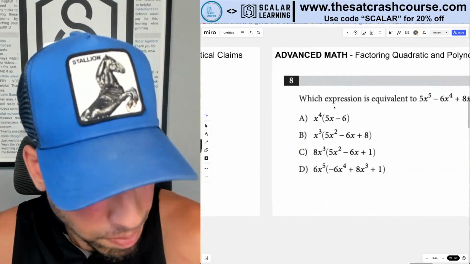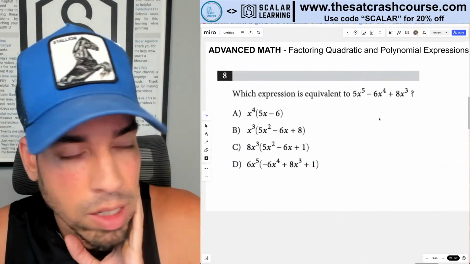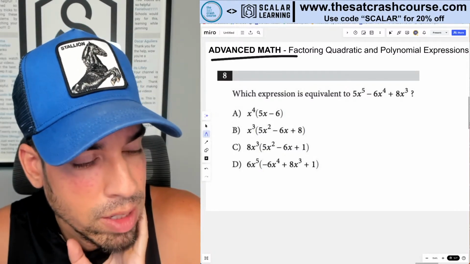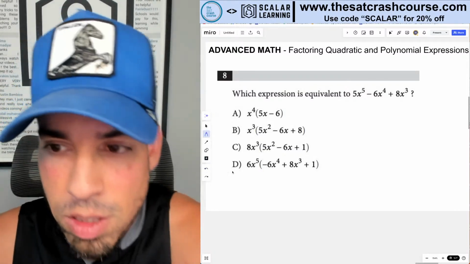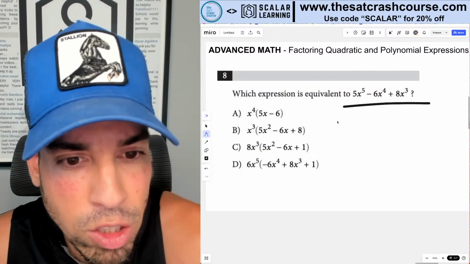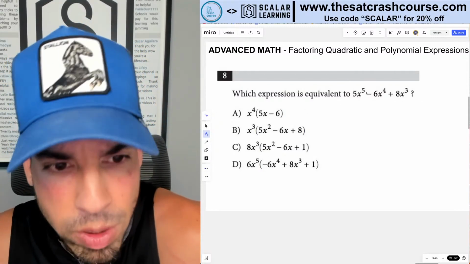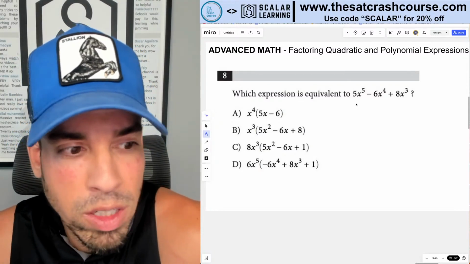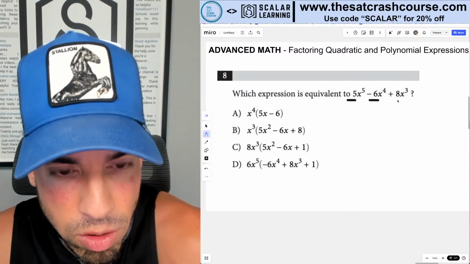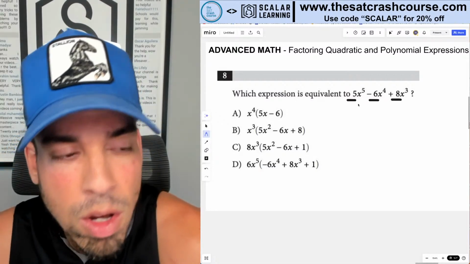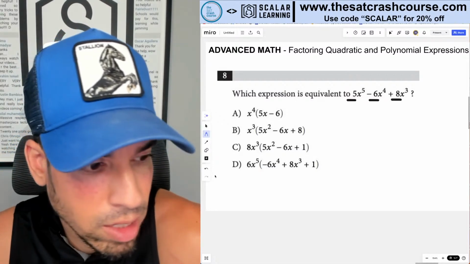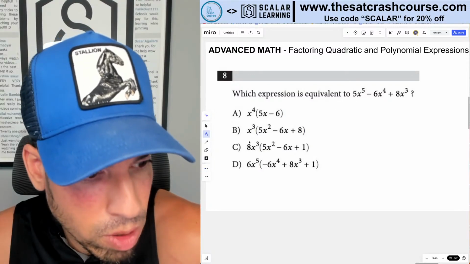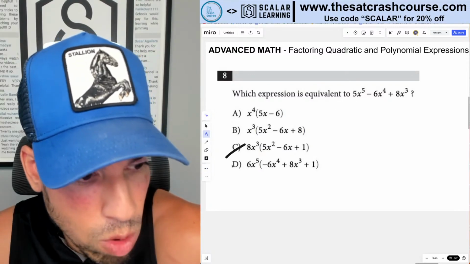Okay. Next, factoring quadratic and polynomial expressions. Notice we are now in the advanced math section, so this is category 3. Which expression is equivalent to this? What are they really doing here? This is factoring out the GCF, okay? So what is the GCF? First of all, is there a constant or coefficient GCF? No, there's no common factor of 5, 6, and 8. So we shouldn't see a number in front. That means C and D are disqualified.